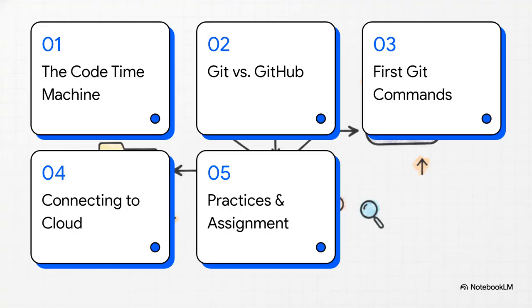Okay, here's our game plan for today. We'll kick things off by talking about the concept of a code time machine. Then we'll clear up the difference between Git and GitHub. After that, we'll walk through your very first commands, show you how to connect to the cloud, and then we'll wrap the whole thing up with some best practices and your weekly assignment.